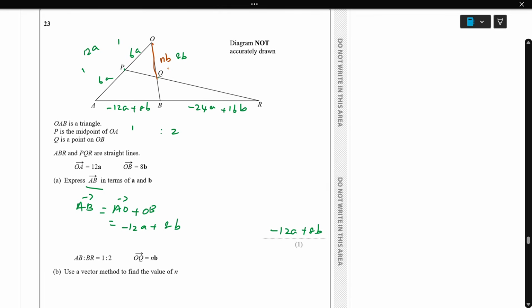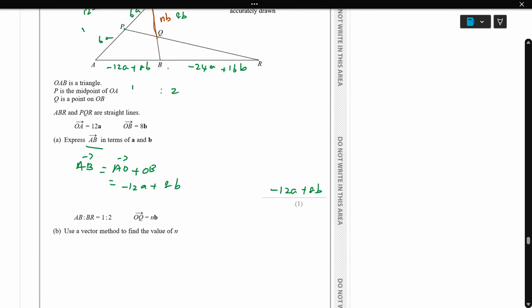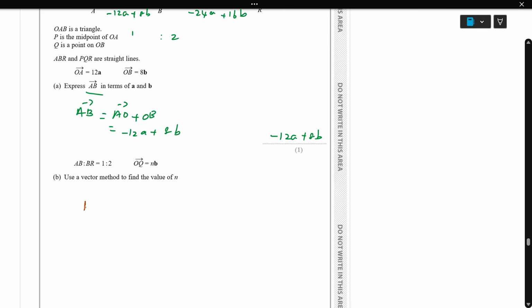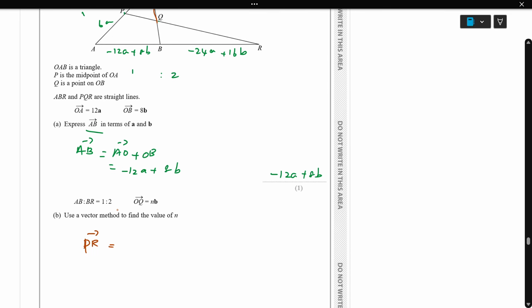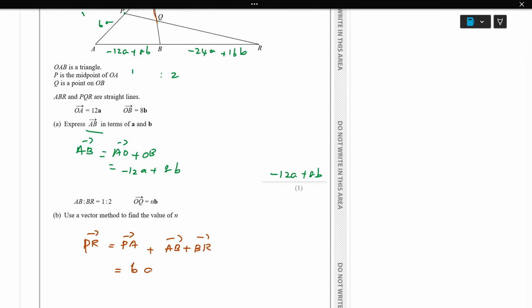Okay, so OQ equal to nB. So only this length is going to be nB. Okay, so what we need to find, use a vector method to find the value of n. So PQ is the common line. First we need to find PR. PR equal to PA plus AB plus BR.